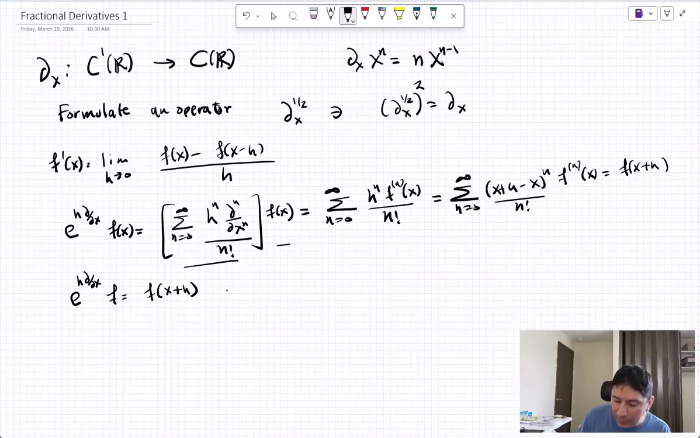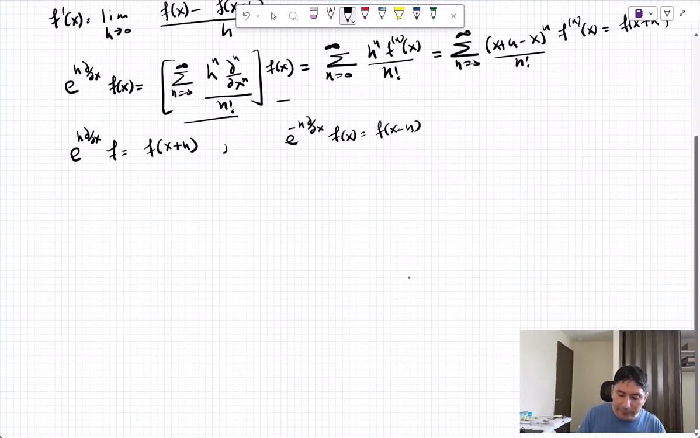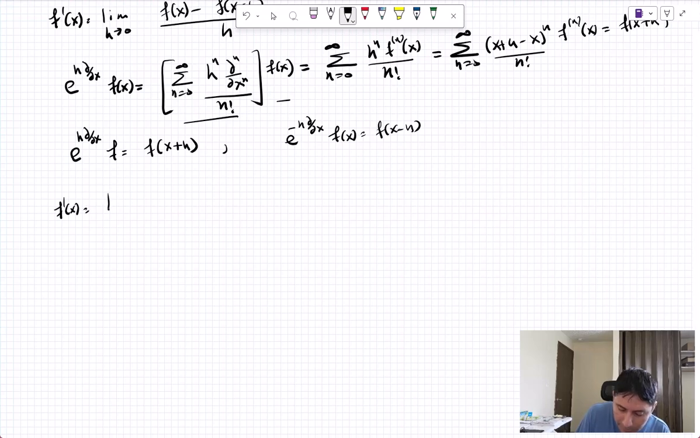Now, I can do the same thing with minus h, right? So if I do the following, e to the minus h d/dx, acting on f of x, then this is equal to f of x minus h. Now that we know that, we can rewrite the definition of the derivative operator as the limit as h goes to 0 of f of x minus f of x minus h, divided by h.